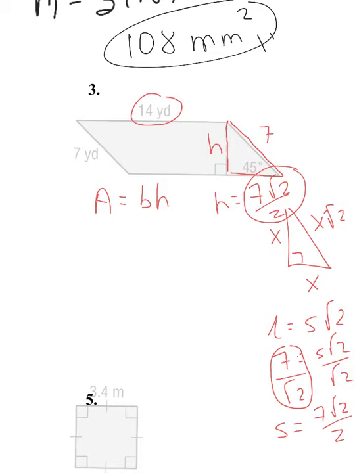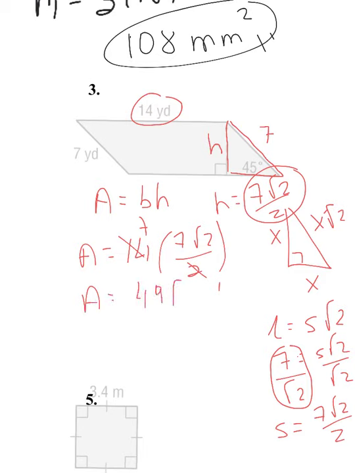So the area of this parallelogram would be 14 times 7 radical 2 over 2. If you do calculations, 14 and 2, 7 and 1. 7 times 7 is 49. So the area would be equal to 49 square root of 2 square yards. So this is your final answer. Area will be 49 square root of 2 yards to the second power, or square yards.